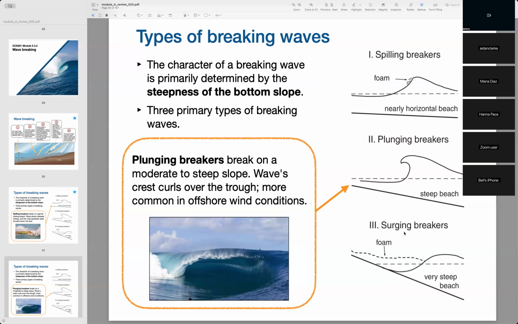And if you go along the beach in Waikiki or go to Makapu'u Point, you can see these different characters. In Waikiki, there are a lot of spilling breakers. If you go to Sandy Beach, you have these plunging breakers, the extreme version of it. And sometimes you see the surging breakers at Sandy Beach as well, where the water simply rushes up the beach.